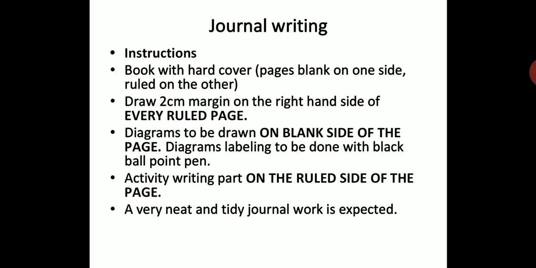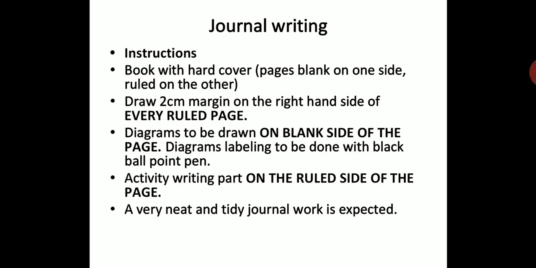Now you have to draw a 2 centimeter margin on the right hand side of every ruled page. Diagrams to be drawn on the blank side of the page. Diagram labeling to be done with a black ballpoint pen, which will look very neat. Activity writing part on the ruled side of the page. So all the diagrams should go on the blank side and the writing part on the ruled side. And a 2 centimeter margin you have to draw on every page of the journal. And a very neat and tidy journal work is expected from you children.